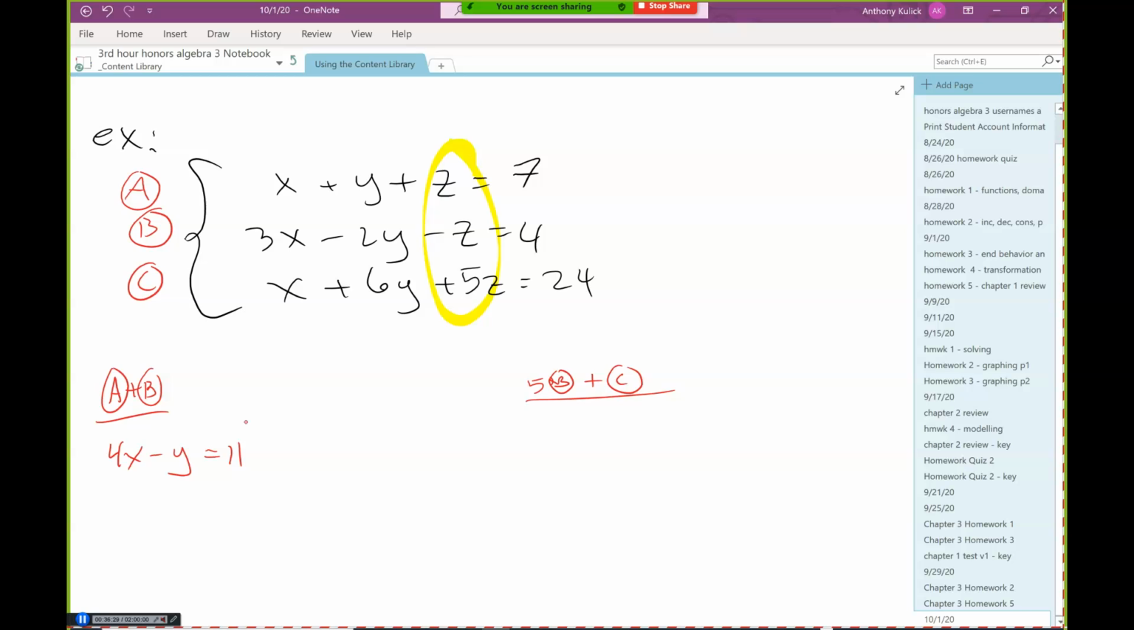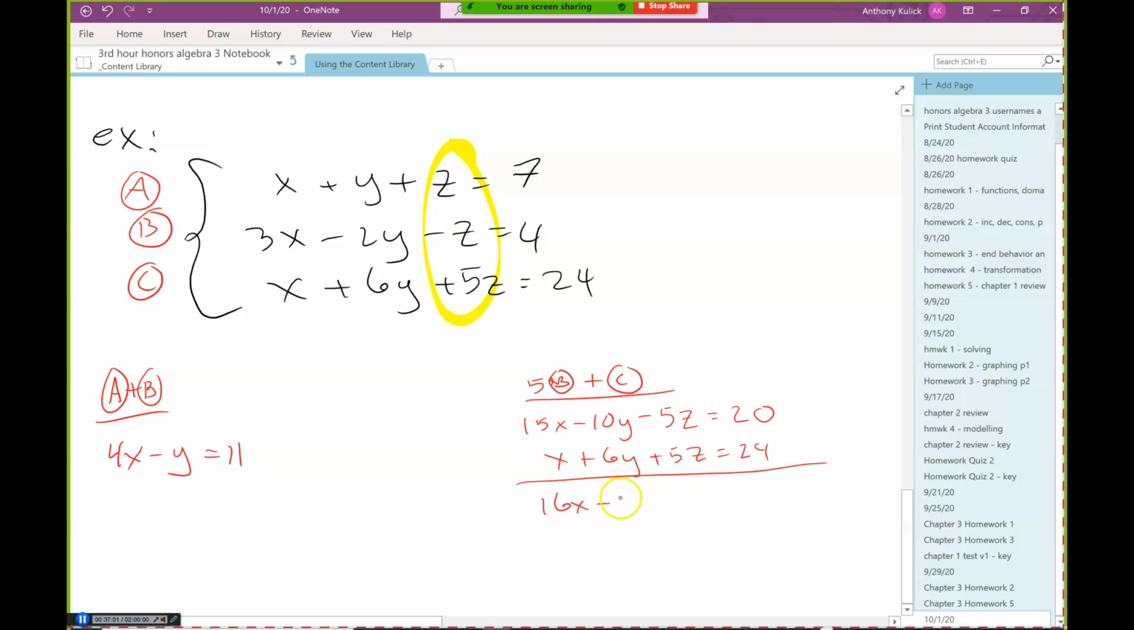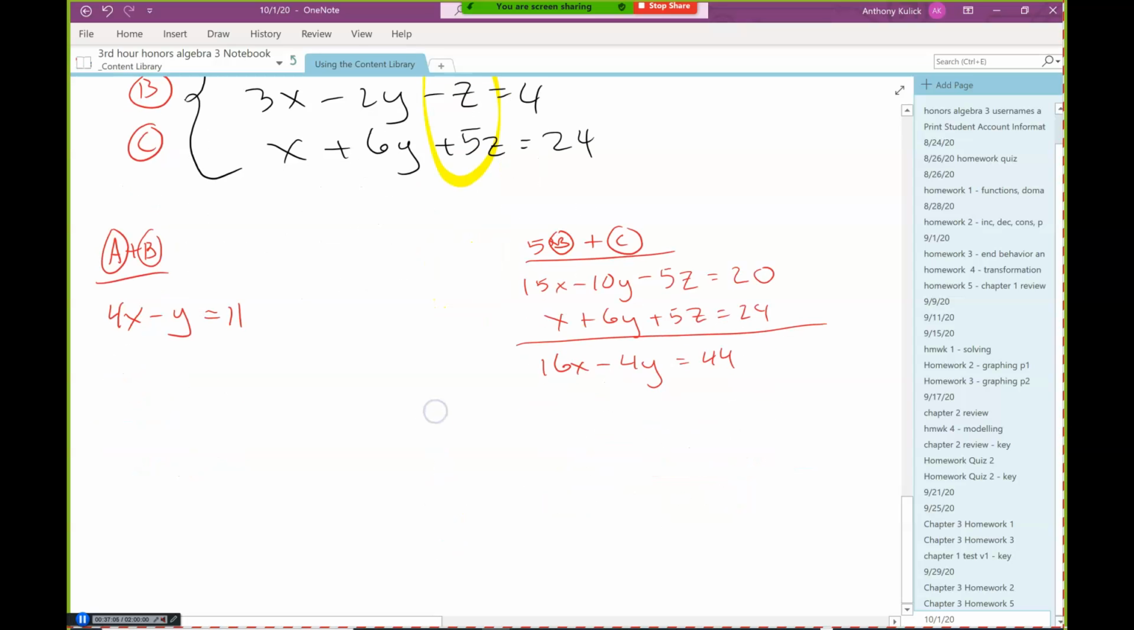Okay. This other one, though, since I'm changing the equation for b, I am going to write down both equations again and then add them together. So if I do 5 times b, 5 times 3 is 15. 5 times 2 is 10. 5 times 1 is 5. And 5 times 4 is 20. And then I'll write down my equation for c. And add them down. Gives me 16x minus 4y equals 44. So I'm going to take those two together.